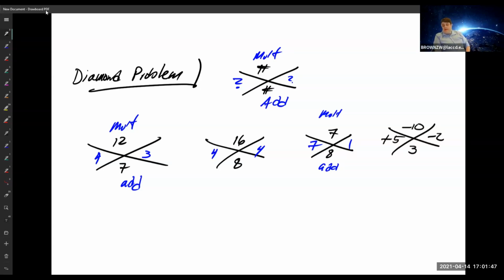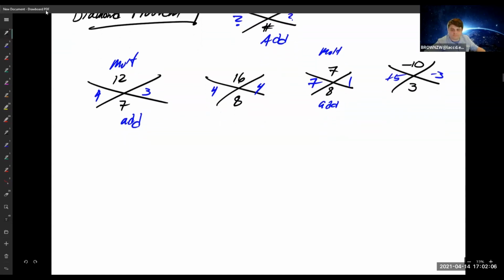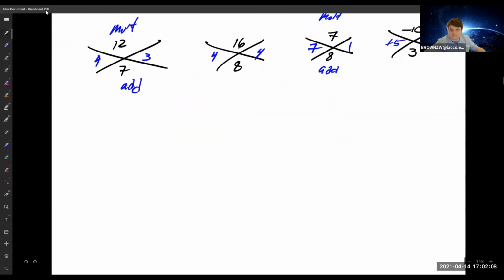So this is in essence what a diamond problem is. And I'll show you in a second how we're actually going to use these to go back to factoring. Positive 5, negative 3. But are there any questions on this? Okay, so how do we actually use these to factor?